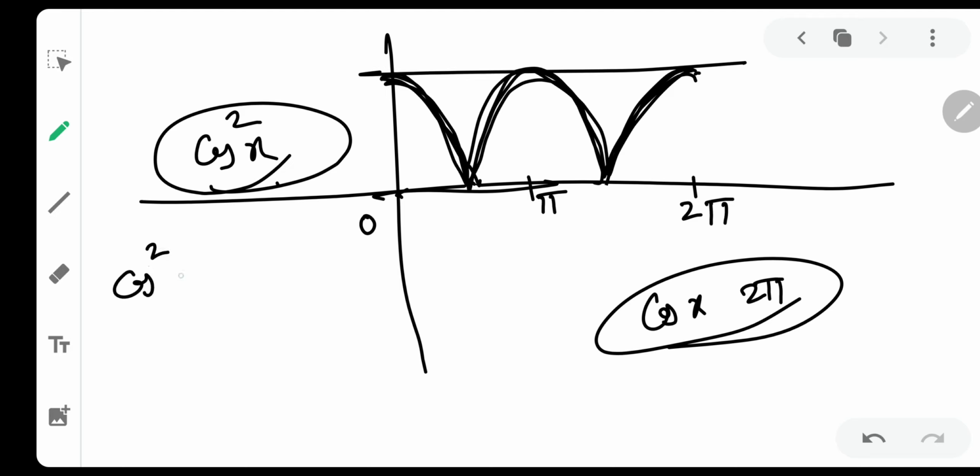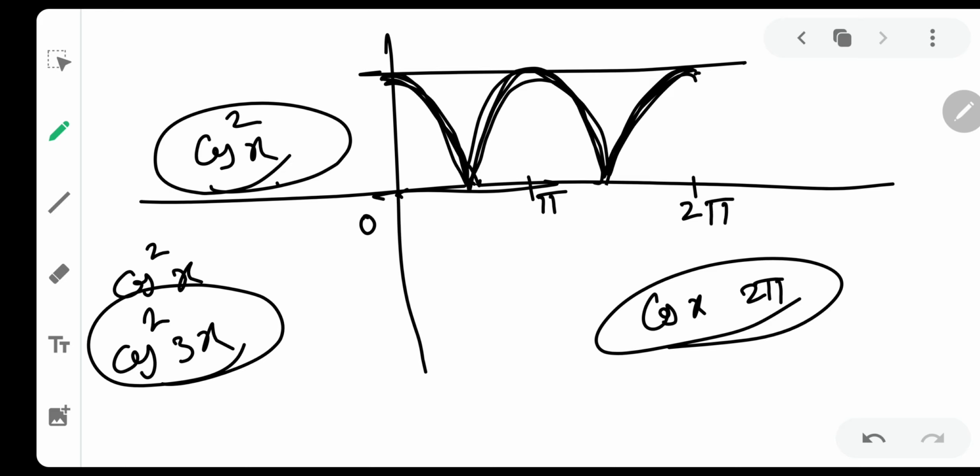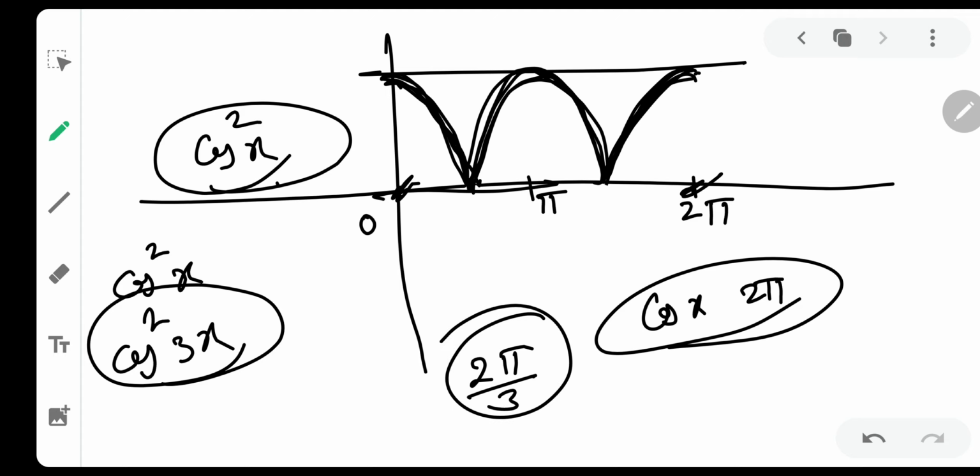Now this is the graph of cos square x. As you can see, this graph is needed to be drawn for cos square 3x. So all the x quantities will be reached very early and the graph will be compressed 3 times. So whatever we are drawing in this interval 0 to 2 pi will be compressed, and it will be compressed by 2 pi by 3. It means it will repeat after every 2 pi by 3.